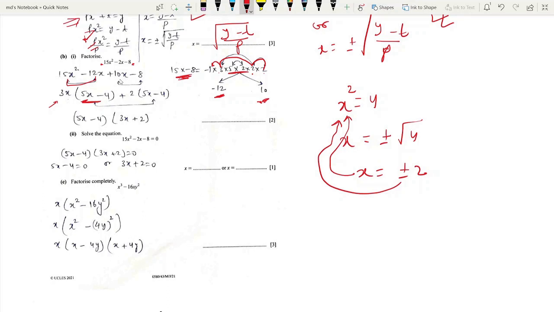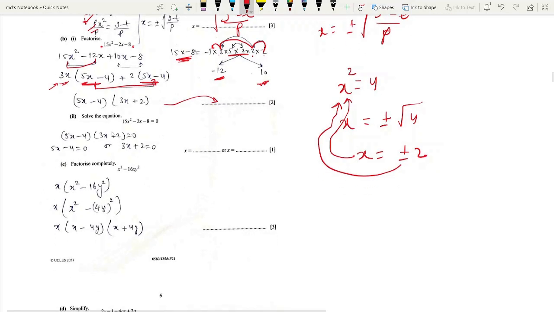2 you can take common. So if you take 2 common, then 5x minus 4 again will be there. Now you can check this bracket and this bracket, these two are exactly the same, so we can take 5x minus 4 common again. So if we take 5x minus 4 common, then here we can get 3x and here we can get 2. So 5x minus 4 bracket 3x plus 2. So same thing you can write here. This will be your answer.